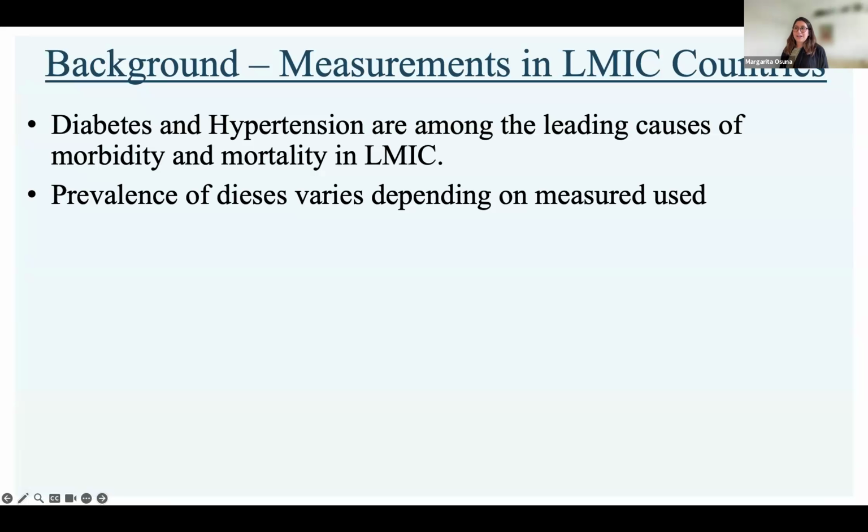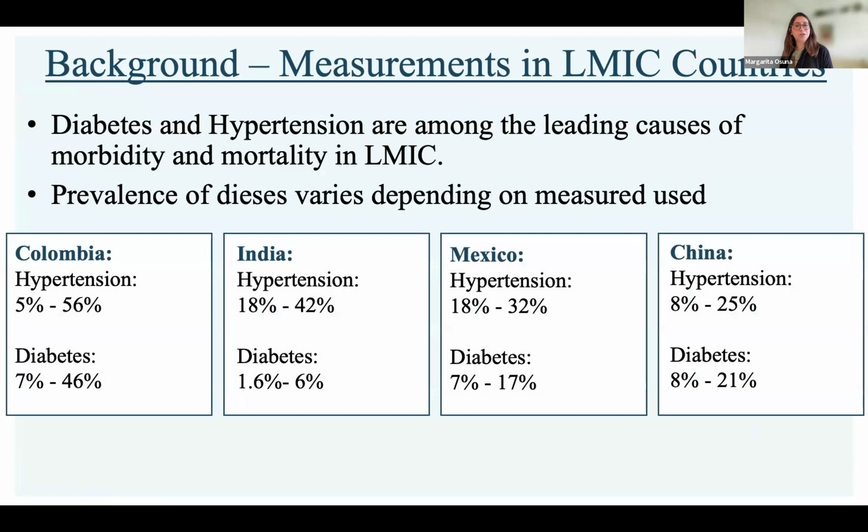So I would like to start with some background. As we all know, diabetes and hypertension are major causes of morbidity and mortality globally. But in low to middle income countries, these diseases are of particular concern. They've been increasing, and they affect a large proportion of the population. The main question we had when we started working on this was how prevalent are these conditions in low to middle income countries?